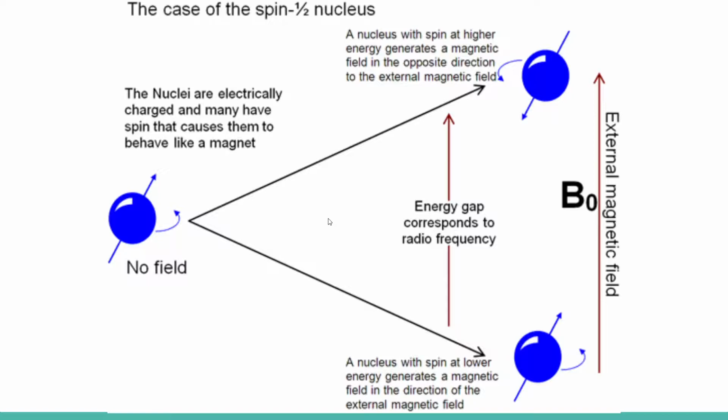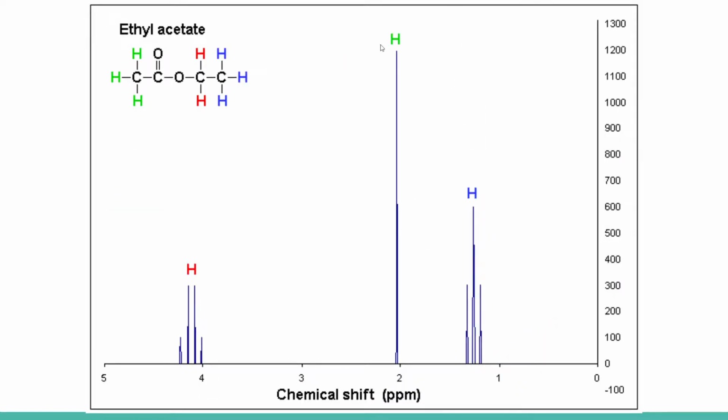Now, if we look at this image, this perfectly shows how the high and low energy spin states are. The gap between the high energy spin state and low energy spin state is also known as delta E. When radio frequency matches the delta E, the RF radiation gets absorbed. RF stands for radio frequency. When this happens, the spectrum will show hydrogen in the form of a peak.